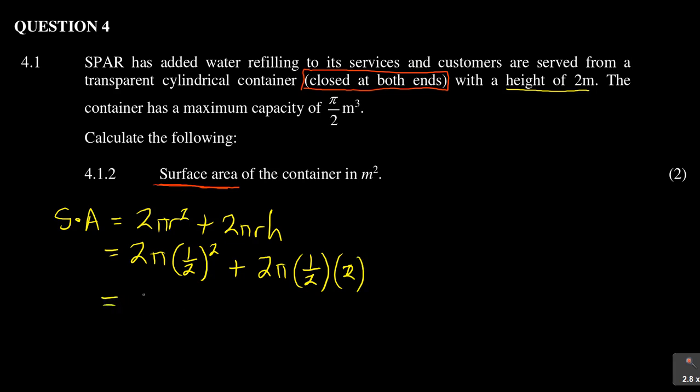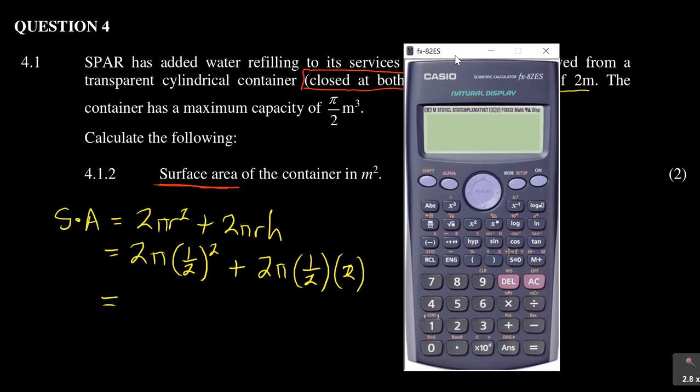And in this case you can simplify directly with your calculator. You don't have to work in parts. So it's 2 shift, you have your pi, bracket is 1 over 2 squared plus 2 pi, again we have 1 over 2, and then we have 2. So this is what you're having. As you can see, it's 5 over 2 pi.